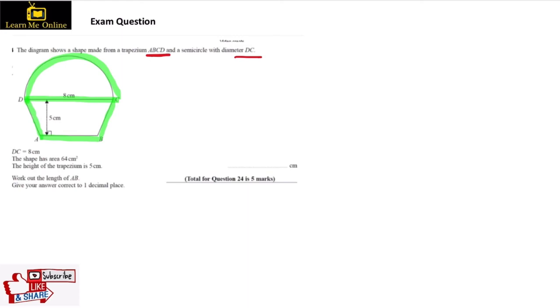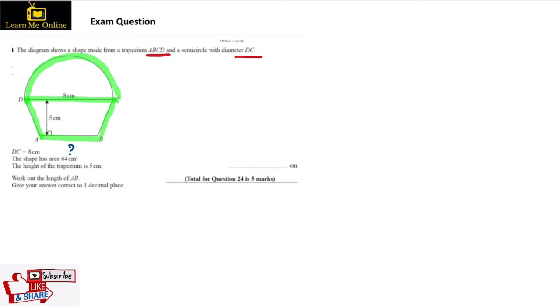The height of the trapezium is 5. Work out the length of AB. Now this time we are finding out the length AB. So we know the area of the total shape, which is given to us, and that's 64. We're going to find out and equate it equals to 64 then.